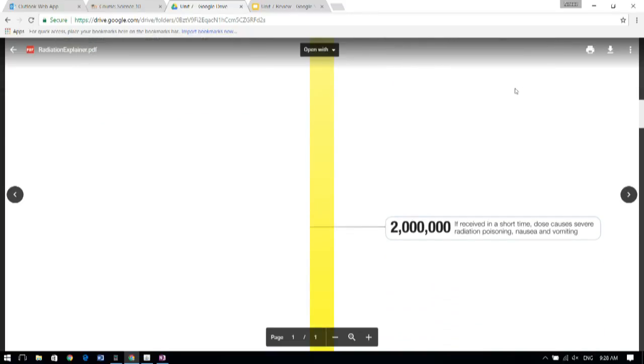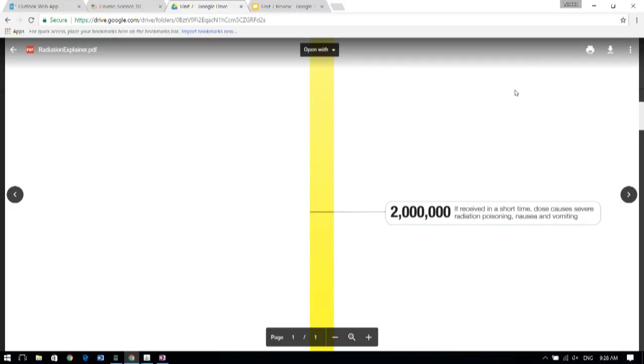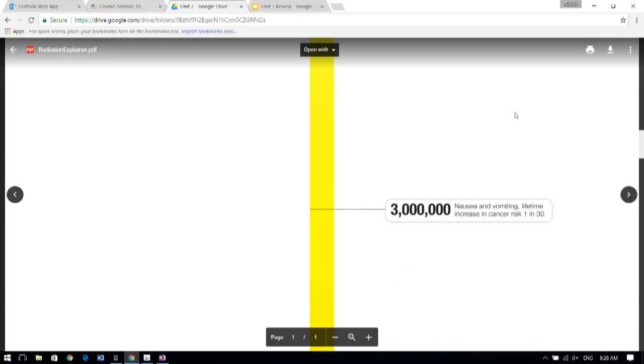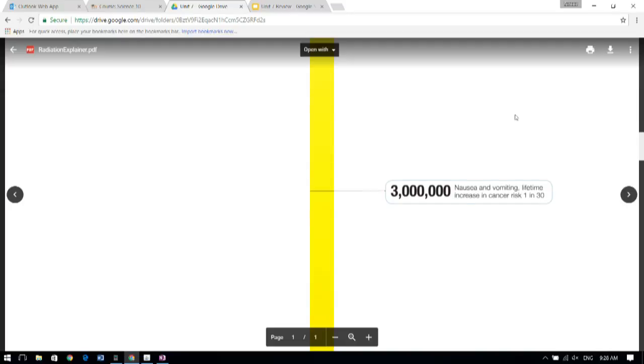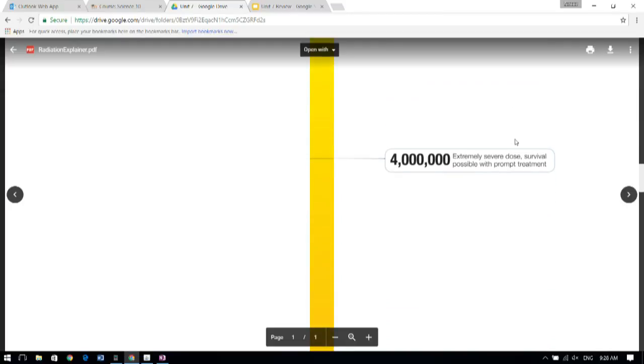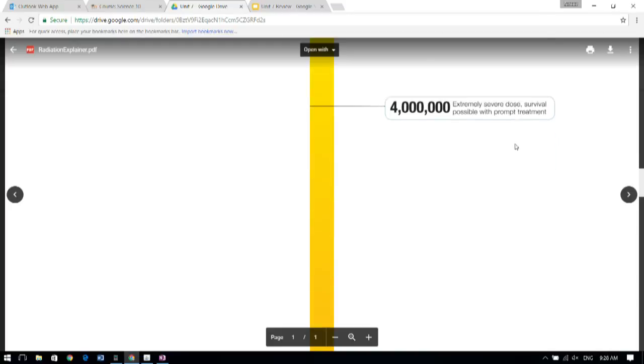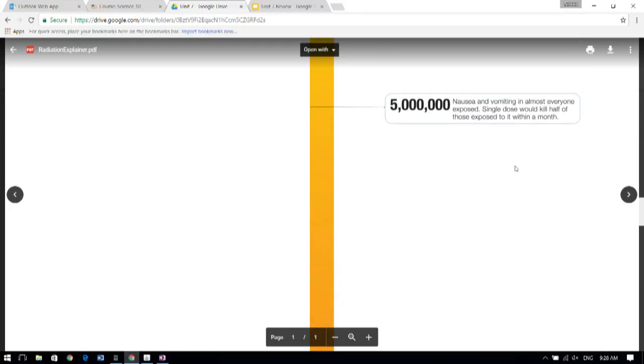2 million, severe radiation poisoning causes you to get really sick, nausea, vomiting. 3 million, that's bad news bears. Your cancer risk goes to 1 in 30. So that's not good news. 4 million, that's about severe. So if you don't get treatment right away, you'd likely die at 4 million. 5 million, this kills 50% of people within the month.